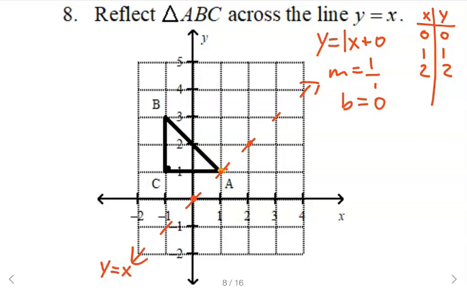Point A is on top of it, so A prime will be right there. C is one diagonal unit away from it, so on the other side, one diagonal unit. And then B is two diagonal units away, so two diagonal units away, be right here.